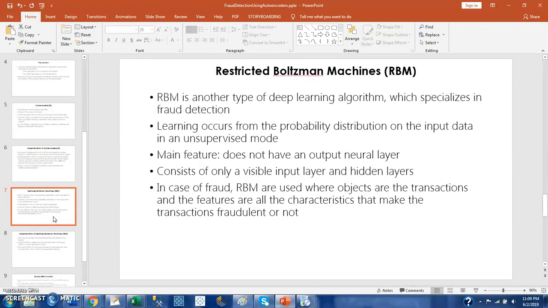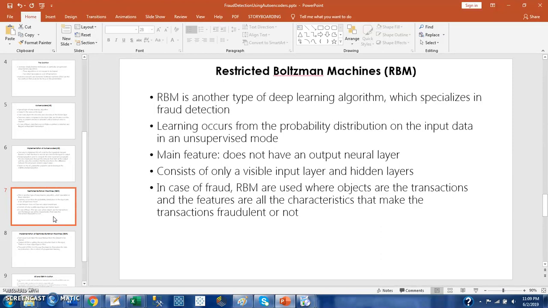RBM is another type of deep learning algorithm which specializes in fraud detection. Learning occurs from the probability distribution on the input data in an unsupervised mode. The main feature, which is also interesting, happens to be that it does not have an output neural layer. It consists of only a visible input layer and however many hidden layers needed.